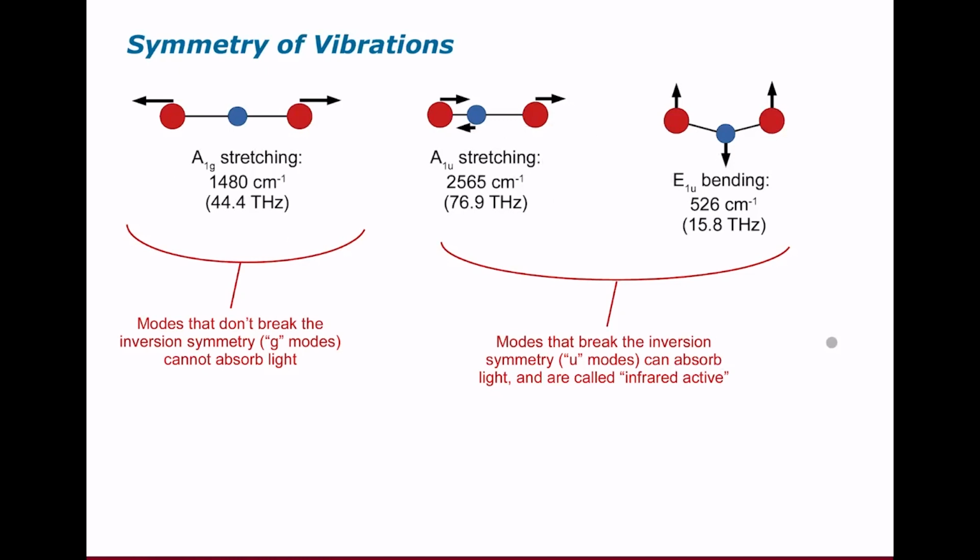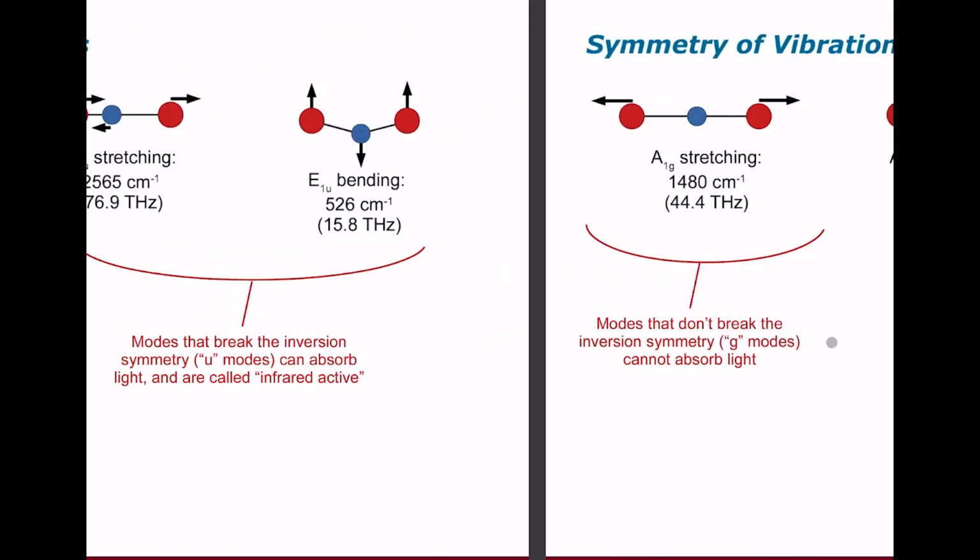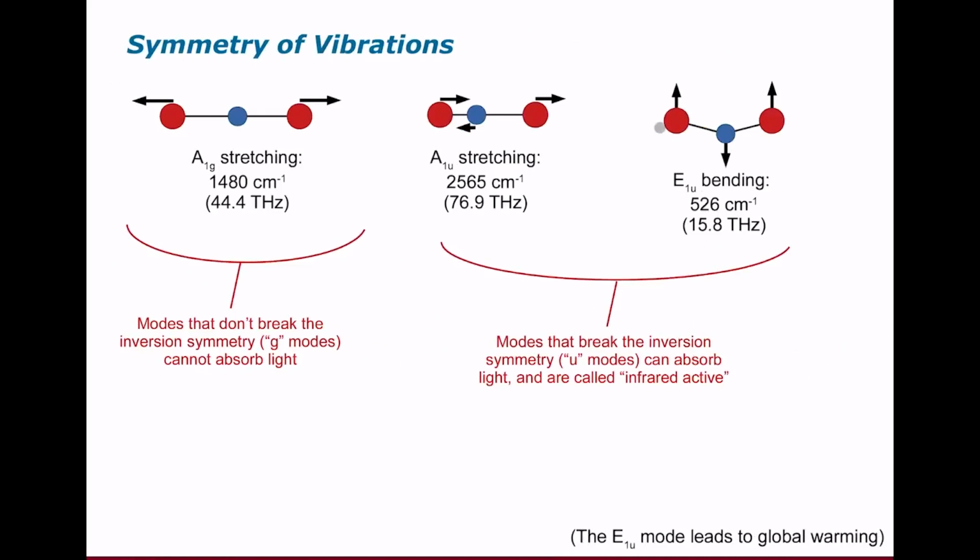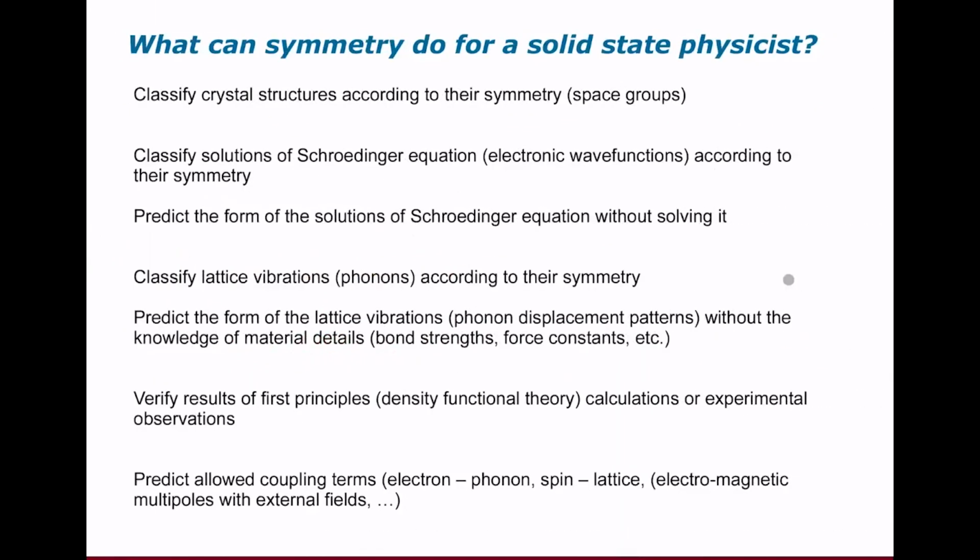Now, this knowledge also turns out to be tangentially important, and this might actually end up ruining our lives, because it turns out that this E1U mode is really what gives rise to the greenhouse effect of carbon dioxide molecules. So if this E1U mode was not interacting with light, we would have much less of a global warming issue. But anyway, okay, so what can symmetry do for us?